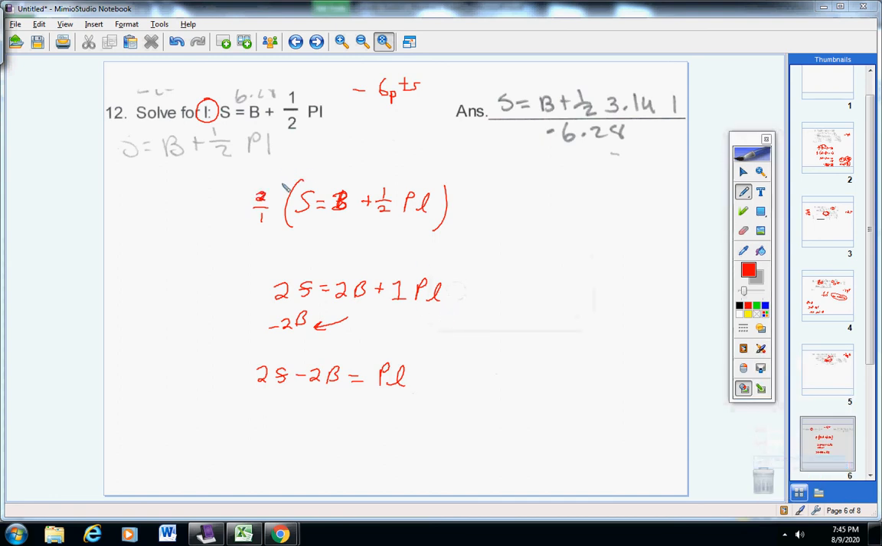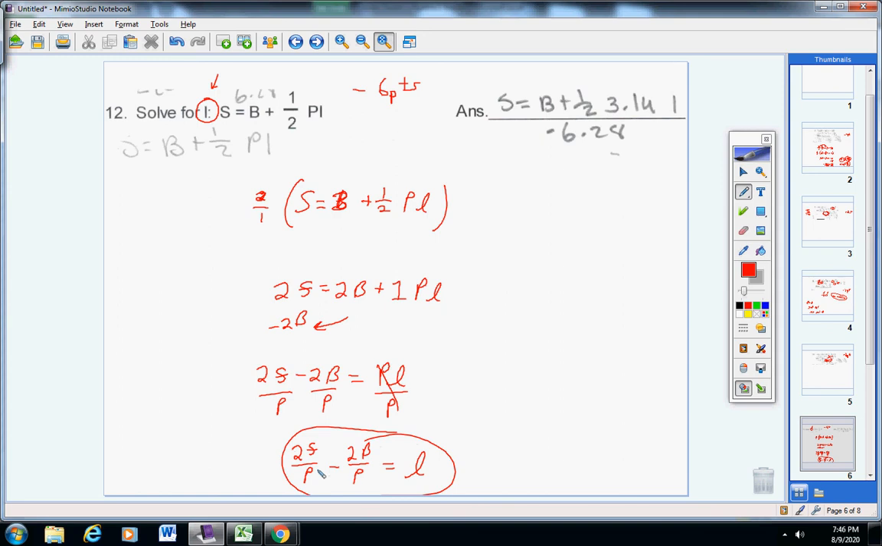Now, next, Lauren, remember we're solving for L, so we want to get rid of this p. This is one term, so you cannot just bring that p over. You have to divide by p. So you're left with 2s over p minus 2b over p equals L. And there we go. Okay?